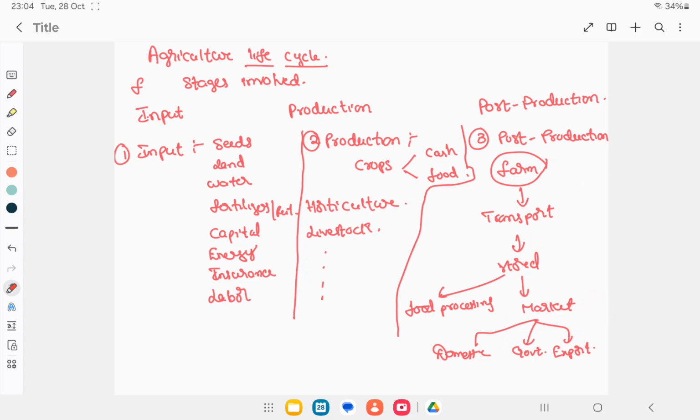So if you know this basic pattern, agriculture would be a cake for you. After finishing this video, what you need to do is write this table on your own. Try it on your own, which is a good exercise for you. It will definitely give you better returns in your exam if you know this very well.